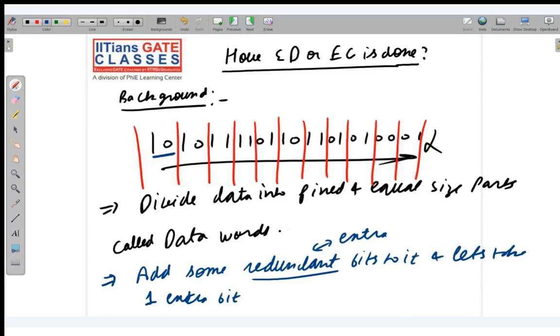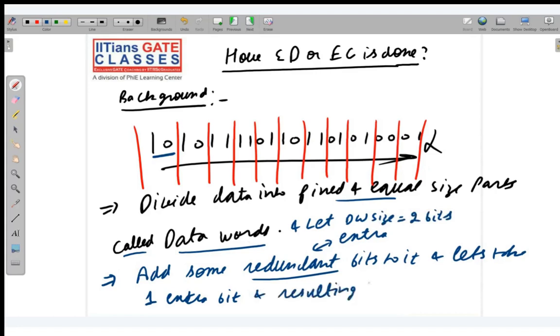So if the sender wants to send this large amount of data, it will divide it into fixed and equal size parts called data words. Let the data word size be 2 bits. Now add a redundant bit to it, let's add one extra bit. The resulting word is known as the code word, CW, meaning code word. So now in place of sending the data word, the sender will send this code word. Are you getting it?